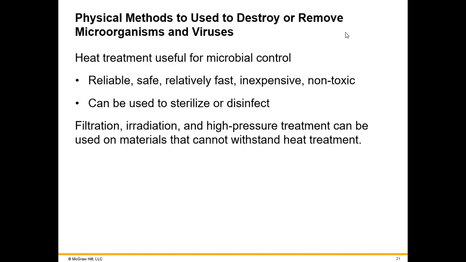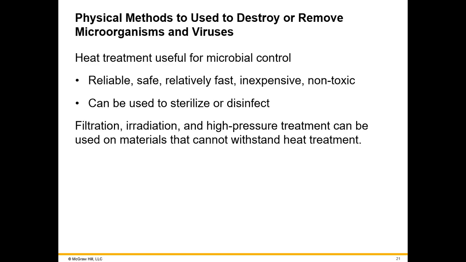Okay. Let's continue. So now we'll describe the different methods in some more detail that are used for the control of microbes. First, the physical methods.